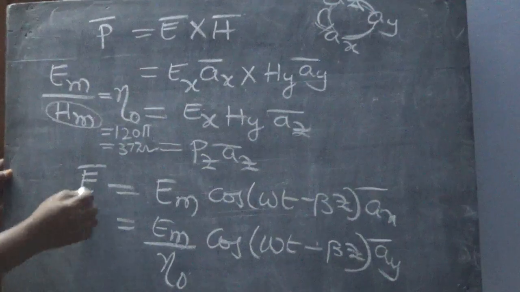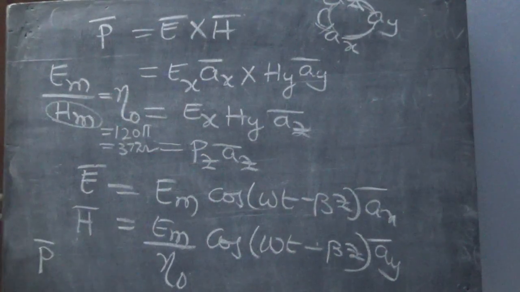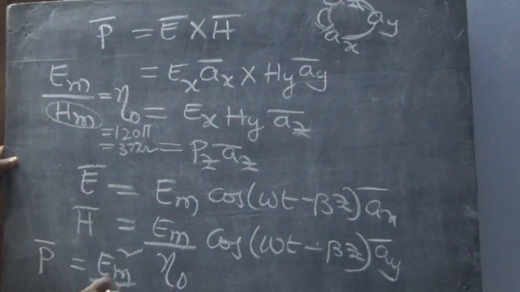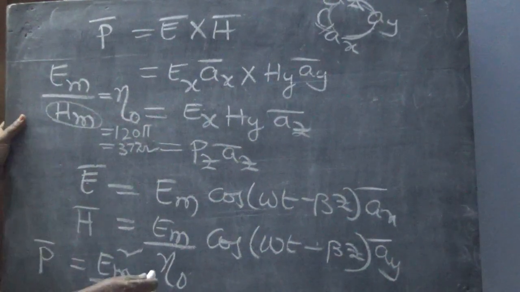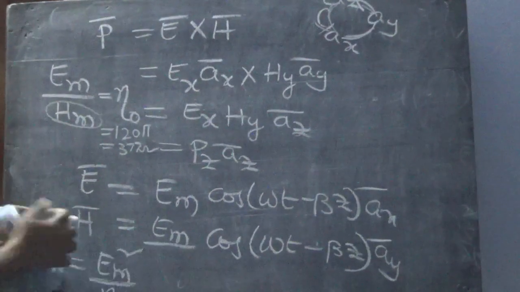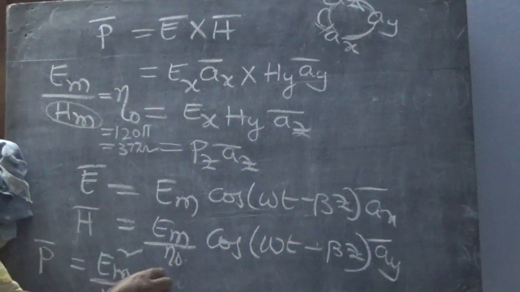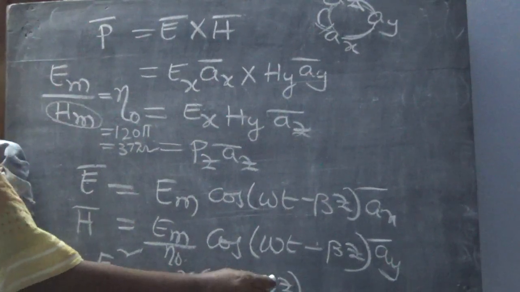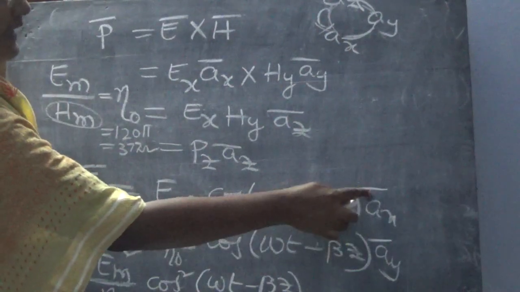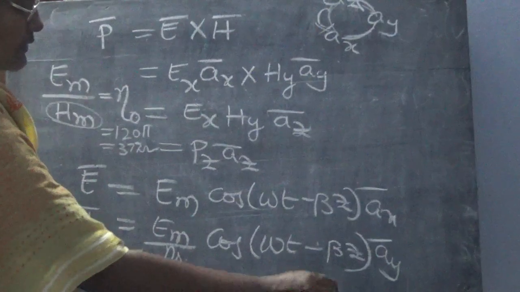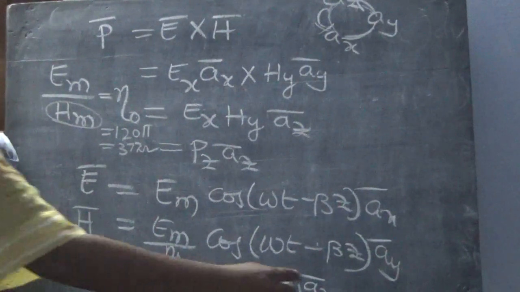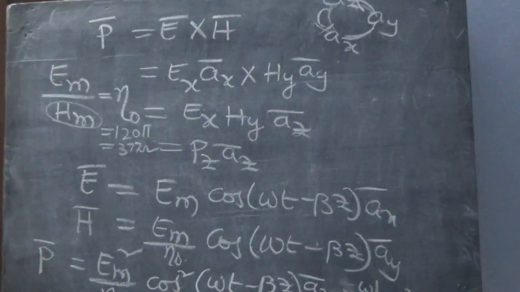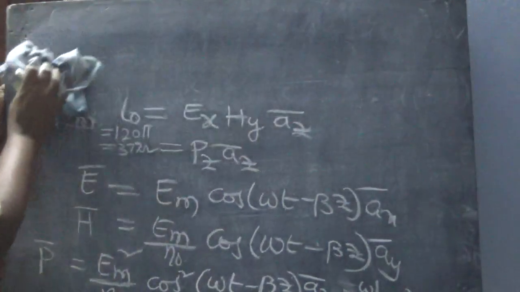So what will my P bar be then? Cross multiplication of these two. So what will I get? EM square by eta naught, అంతే కదా, ఈ రెండింటిని మల్టిప్లై చేస్తే eta naught, cos square omega t minus beta z, into the cross multiplication of ax bar cross ay bar, which will give az bar. So this is nothing but my power density, watt per meter square. So this is nothing but power per area.